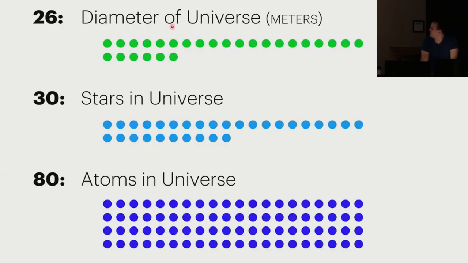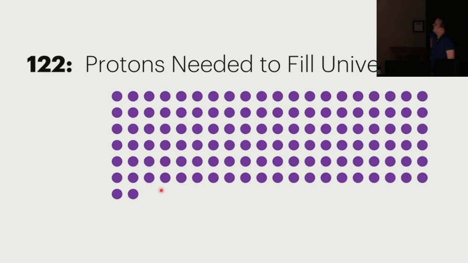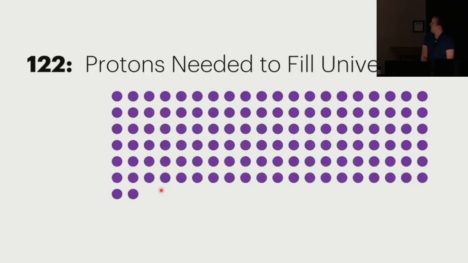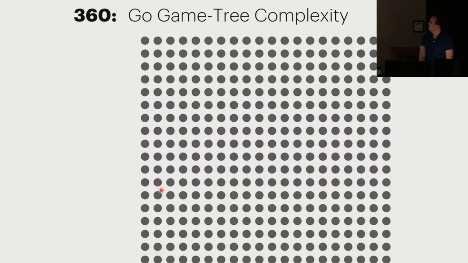Here's the diameter of the universe in meters, estimate. Here's the number of stars in the universe. 10 to the 80 is the number of atoms in the universe, approximately. And 10 to the 122 is the number of protons needed to fill the universe, right? Not the number of protons in the universe, but in order to 100% fill all the space in the universe with protons. And then here's Go's game tree complexity. Right? So if you had a supercomputer in every proton that filled the universe, you'd still need a universe to the power of the universe amount of time to compute this. It's insane, right? You can't even think about how big these numbers are.